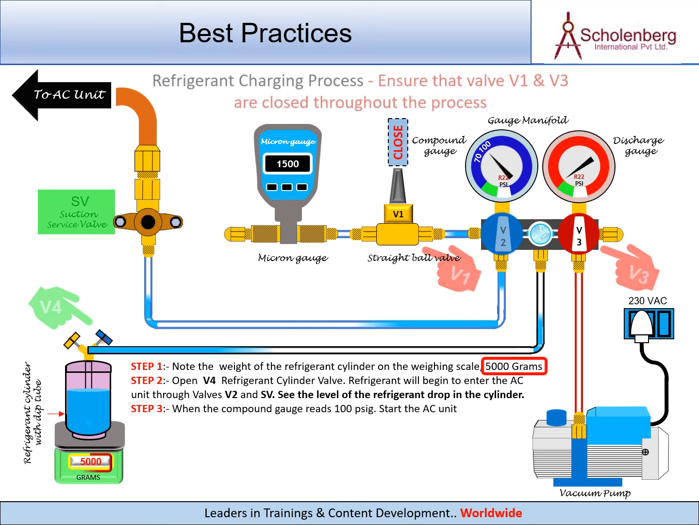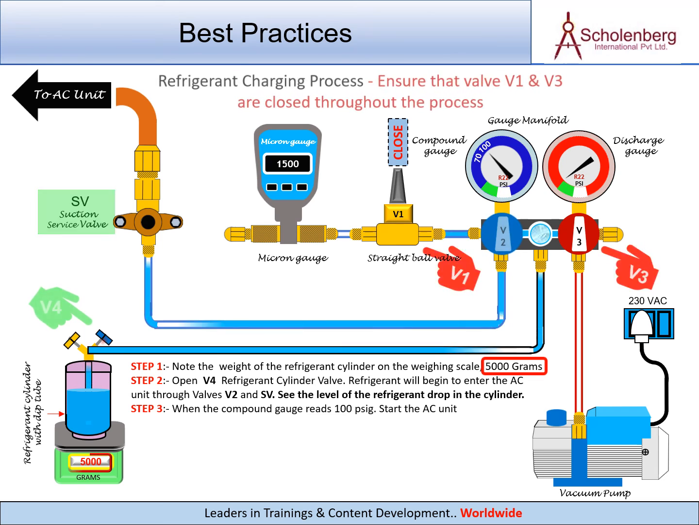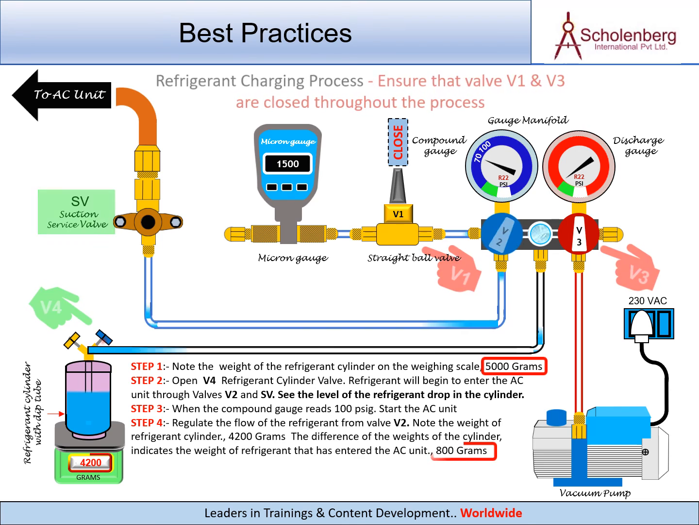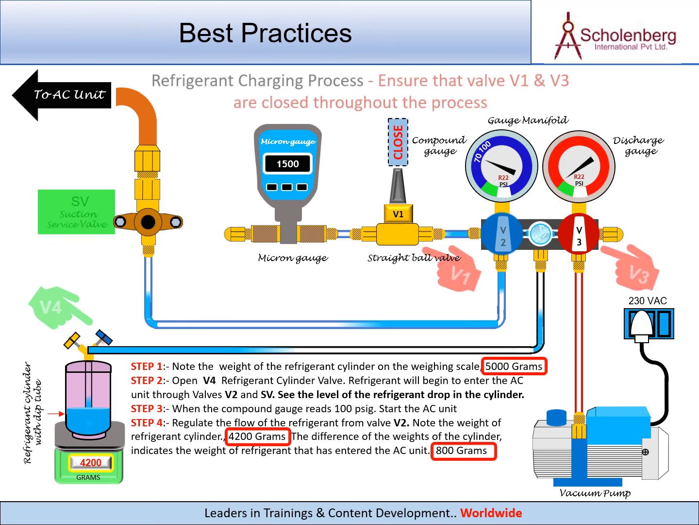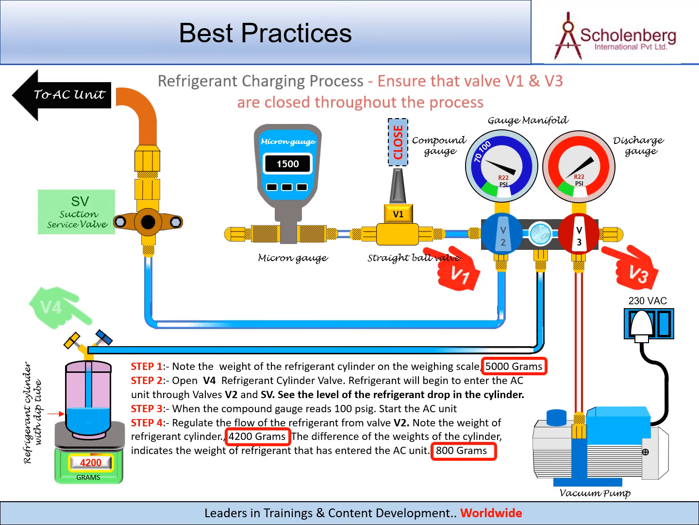Step 3. When the compound gauge reads 100 psig, start the AC unit. Step 4. Regulate the flow of the refrigerant from valve V2. Note the weight of refrigerant cylinder, 4,200 grams. The difference of the weights of the cylinder indicates the weight of refrigerant that has entered the AC unit, 800 grams.